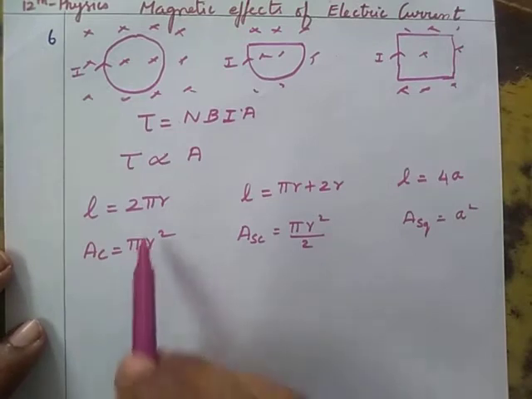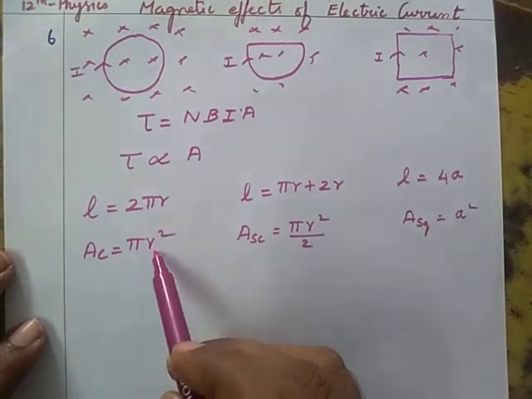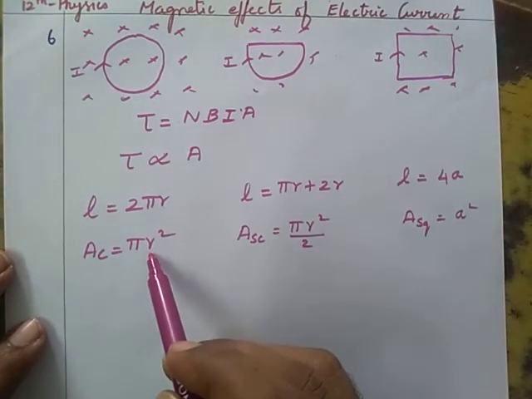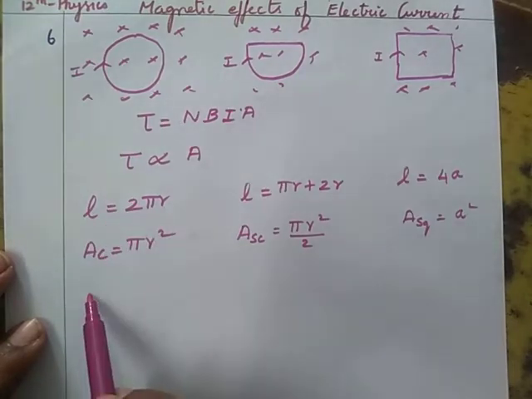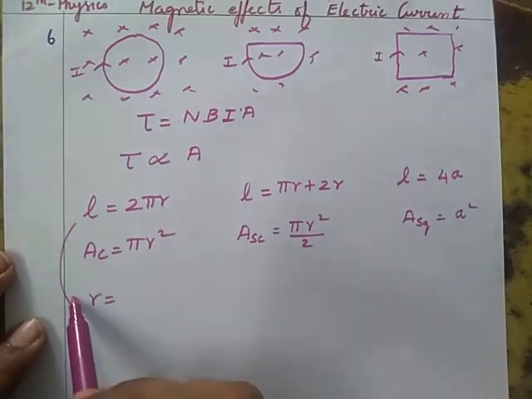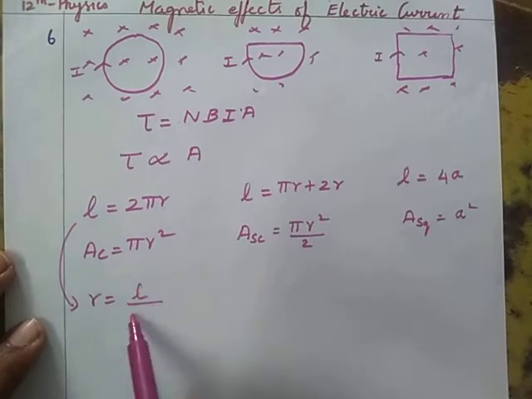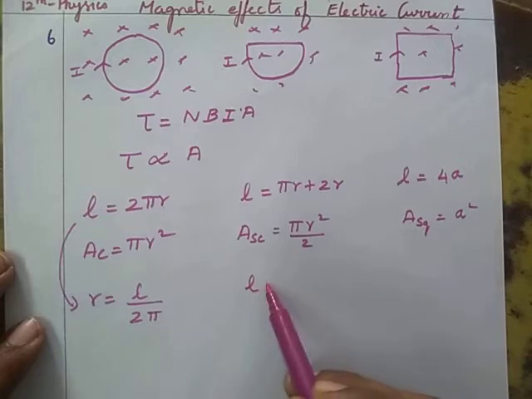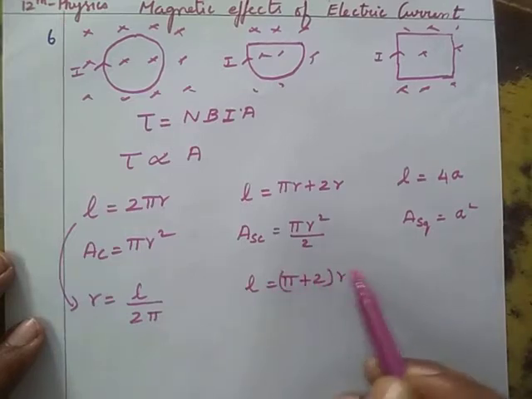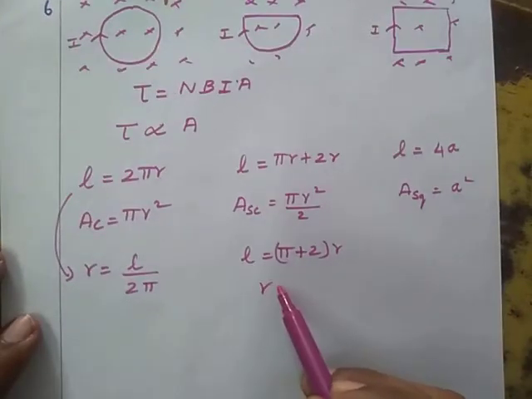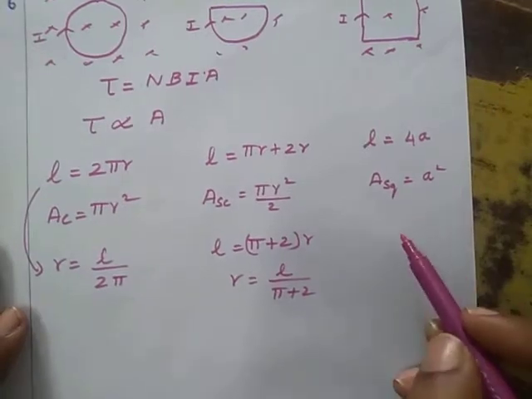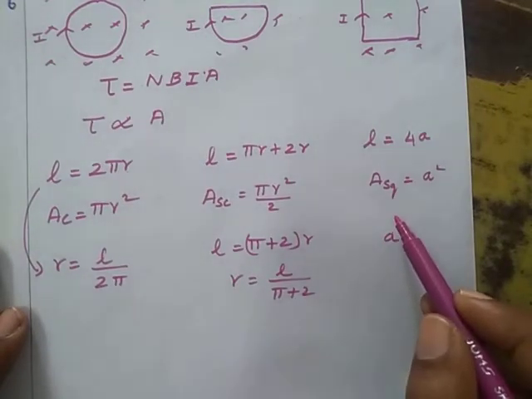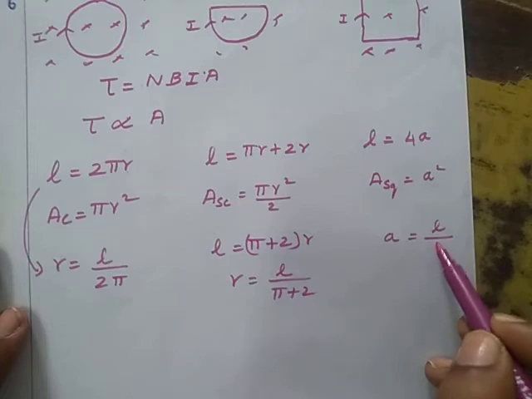Then put the value of r in the areas. From the first equation, r is equal to L by 2 pi. For the semicircle we can write L is equal to pi plus 2 times r, then r is equal to L by pi plus 2. Then for the square, side a is equal to L by 4.